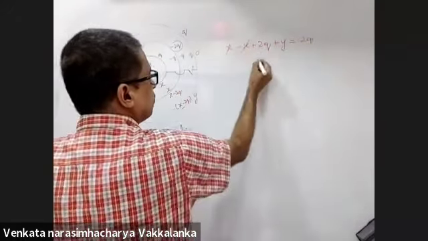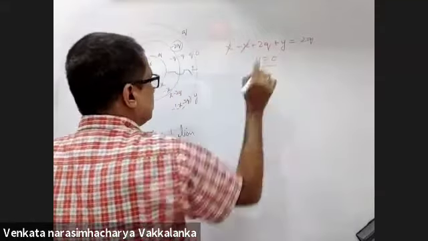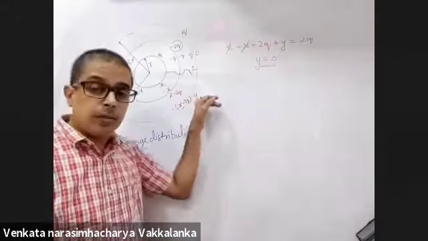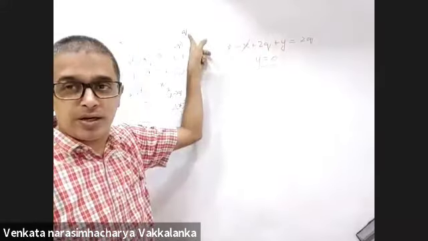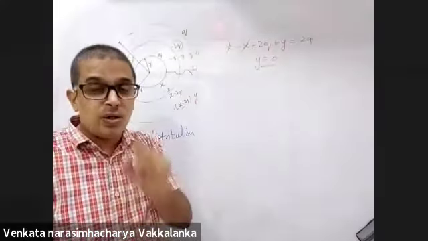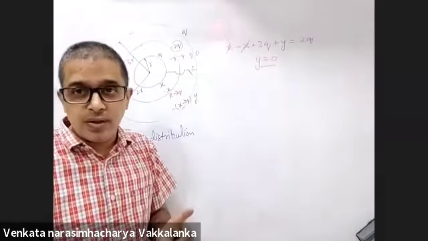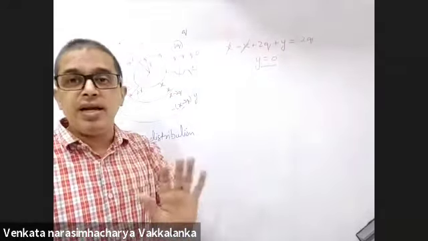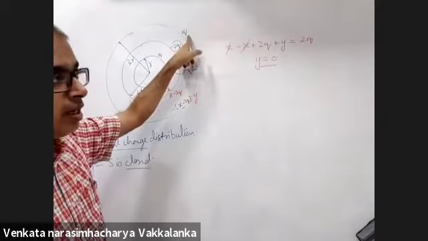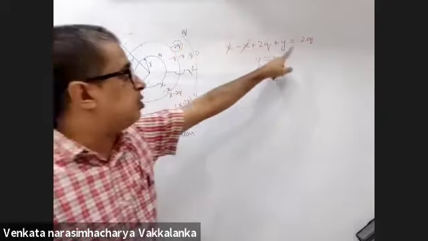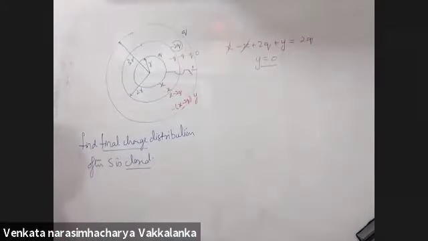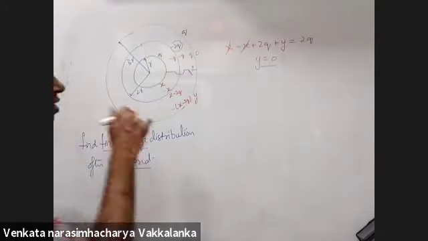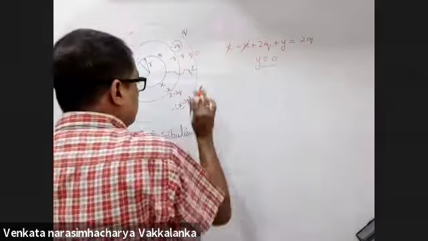So numbers are very conveniently adjusted that Y became 0. Y becoming 0 is a coincidence. If I would have given 3Q here, Y will not be 0. Don't generalize this. Numbers are conveniently adjusted. If I would have given something else here, Y will not be 0. Have a look at it. Right? Now from the first equation, Y became 0.